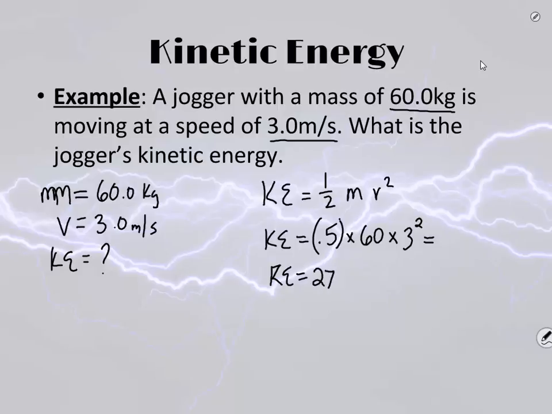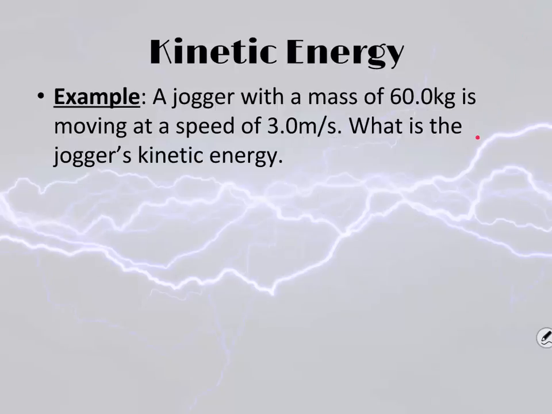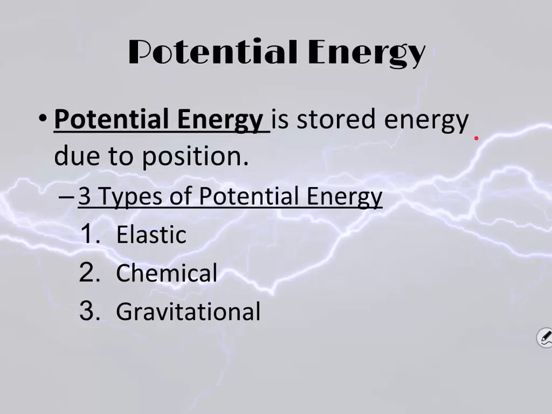And my unit for energy is joules, so I'm going to put a capital J. A good clue to know that we're talking about kinetic energy is that you have a velocity and your object is moving. There are other forms of energy associated with an object's position or motion. We call that potential energy. Potential energy is stored energy due to an object's position.